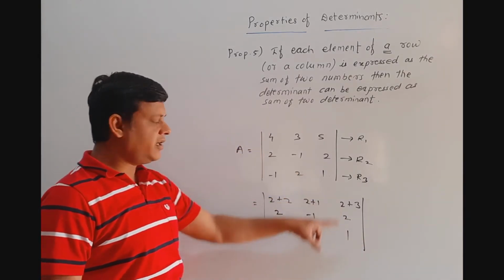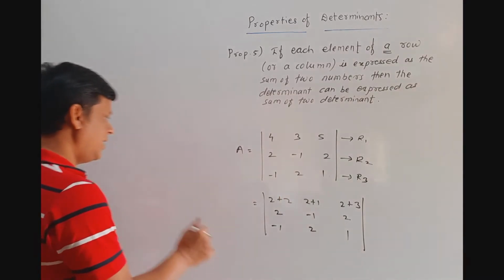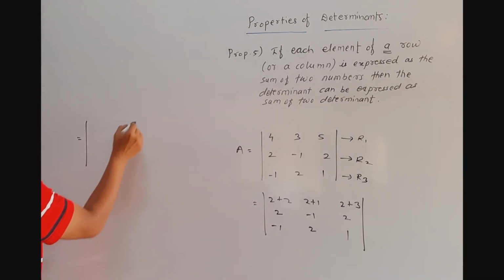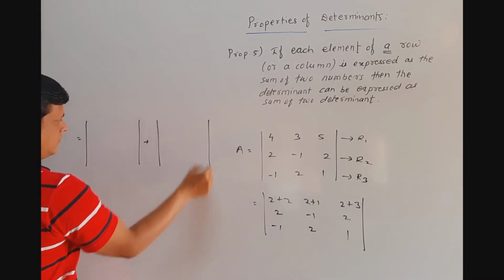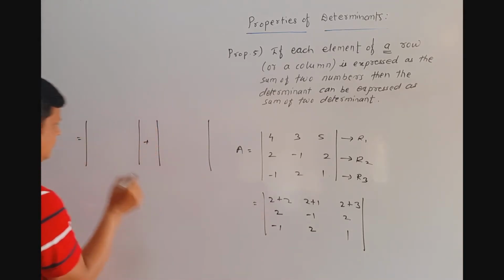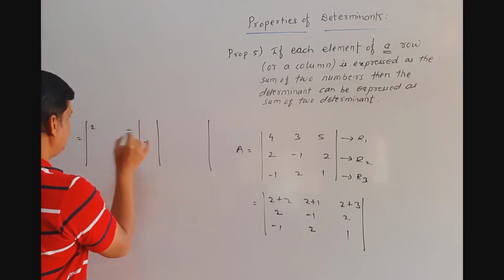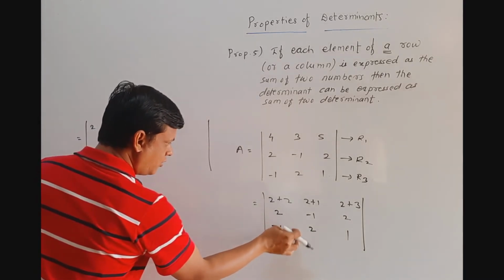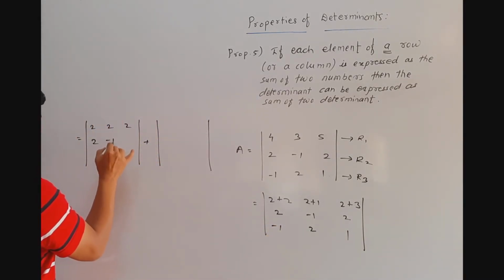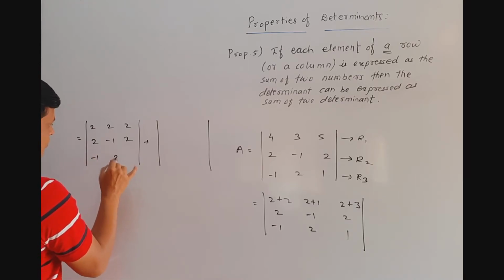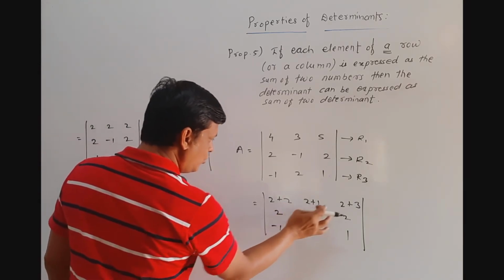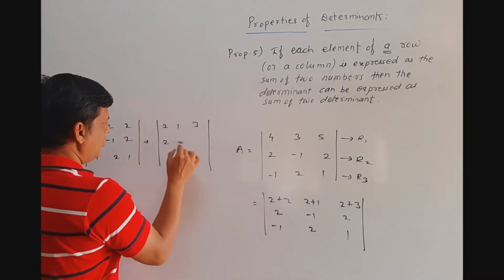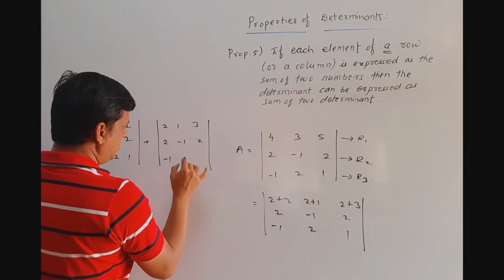Then we express this determinant as the sum of two determinants, and we write those two determinants as follows. Take this 2, then this 2, and this 2 in the first row, and keep the second row and third row elements as they are: 2, minus 1, 2, minus 1, 2, 1. Then in the first row of the second determinant we write 2, 1, 3, and keep the second row and third row elements as they are: 2, minus 1, 2, minus 1, 2, 1.